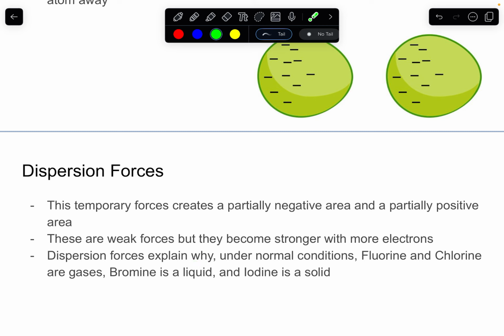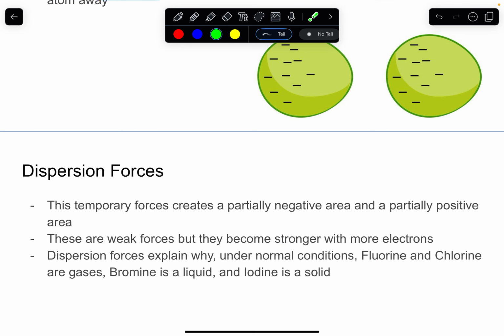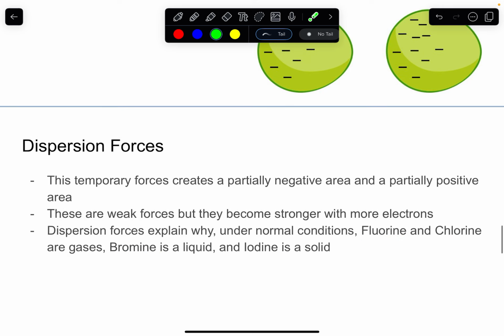Alrighty, these dispersion forces explain why, under normal conditions, right, that's regular life stuff, normal atmospheric conditions, look at your halogens. Fluorine, chlorine, those are gases. Bromine is a liquid, and iodine is a solid. This is because the dispersion forces get stronger as the atoms get bigger, right? If you look down your halogen row, fluorine's the smallest, chlorine's bigger, and so on.